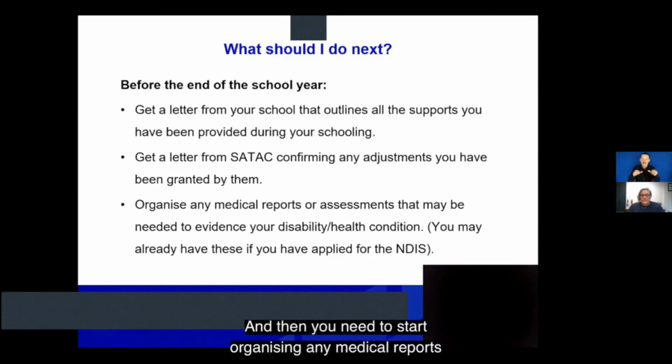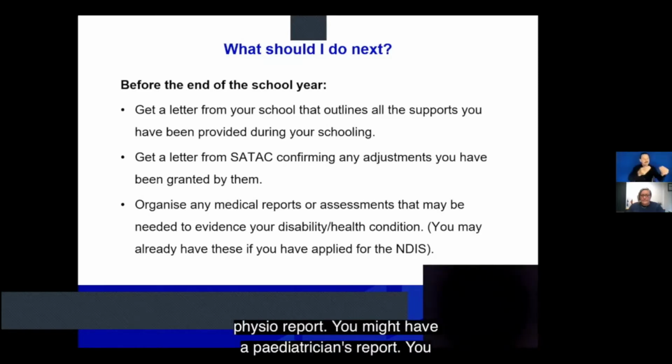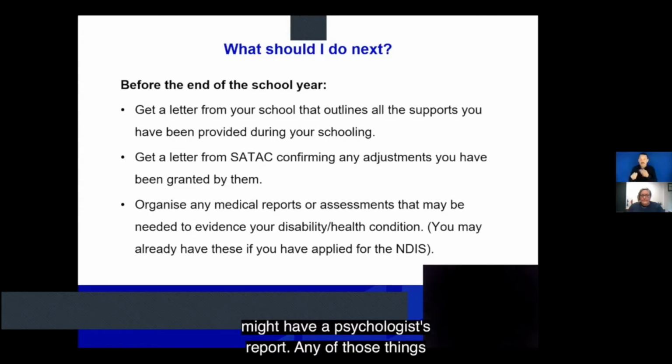And then you need to start organising any medical reports or assessments that you may already have about your disability or health condition that you can provide to the university when you start in the new year. So you may have things that you've provided to the NDIS, for example, or you might have old assessment reports, you might have a physio report, a paediatrician's report, or a psychologist's report. Any of those things will be relevant. So just make sure you get those ready to bring with you to your appointment.